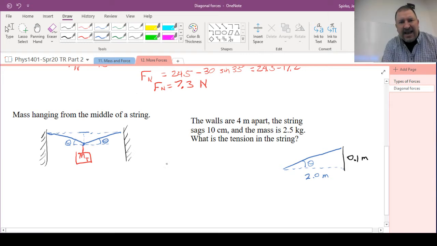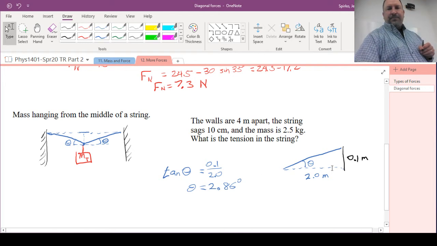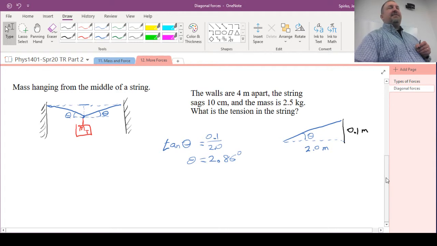So that tells me that tan theta is 0.1 over 2.0. So theta is the inverse tangent of that, the inverse tangent of 0.1 over 2, which is 2.86 degrees. Okay, so that does it with my geometry analysis. Now I need to do a force analysis.